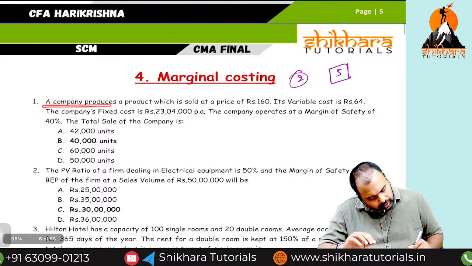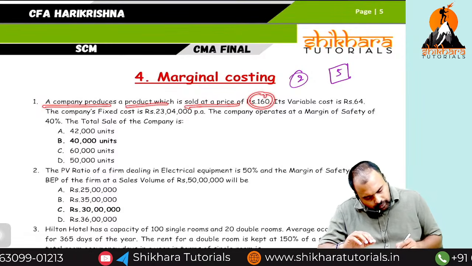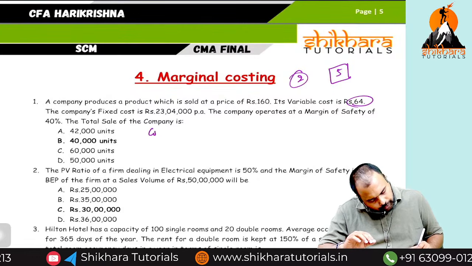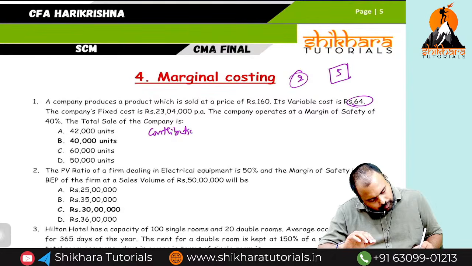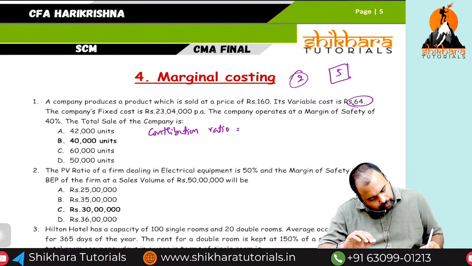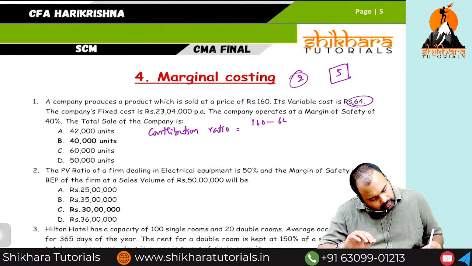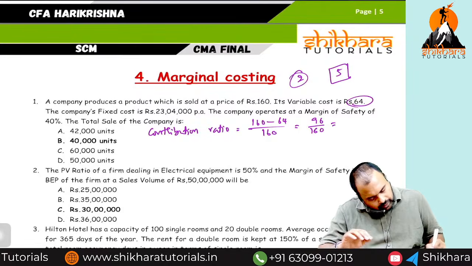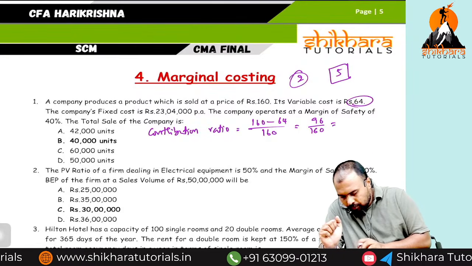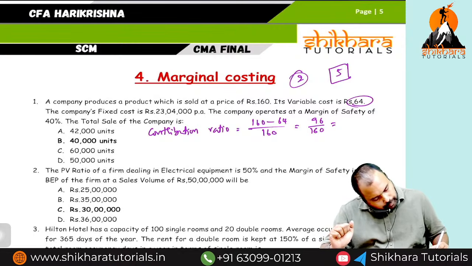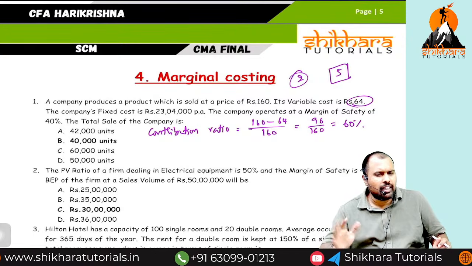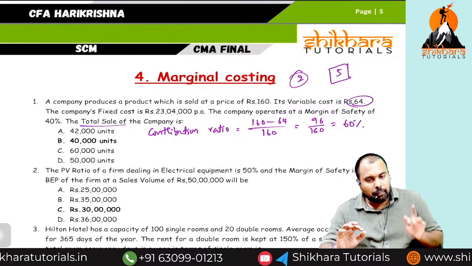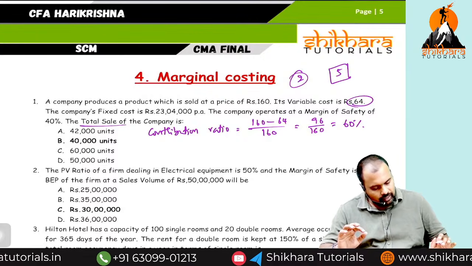A company produces a product which is sold at a price of 160 and variable cost is 64. Then what has to be the contribution, sir? Better you find out the contribution ratio, which is 160 minus 64 divided by 160, which is 96 divided by 160, 60%. Because PV ratio is the very essence. That is the reason why I have not even seen what question they are asking, but PV ratio definitely is necessary for us in most of the cases, sir.